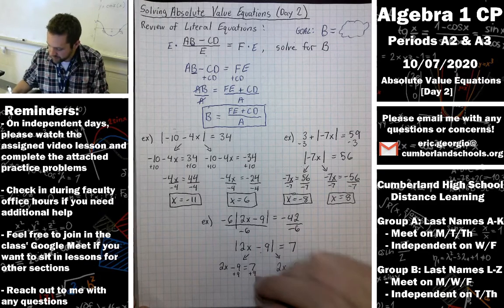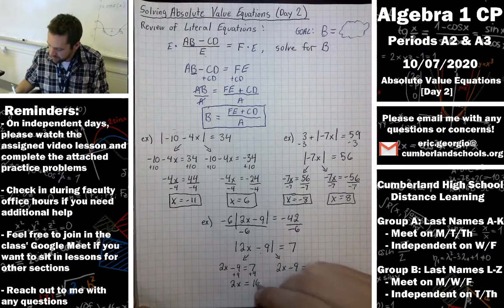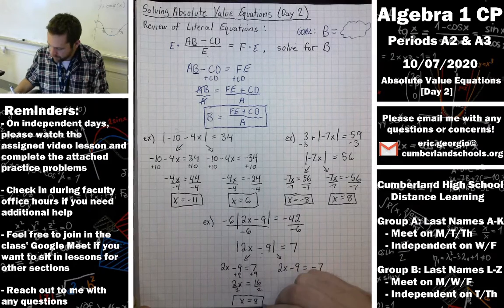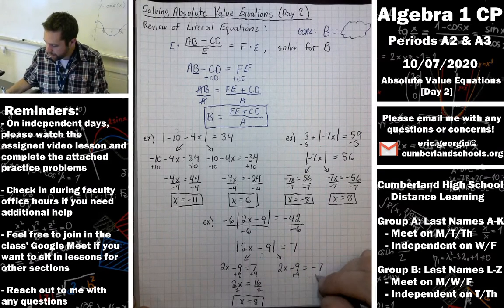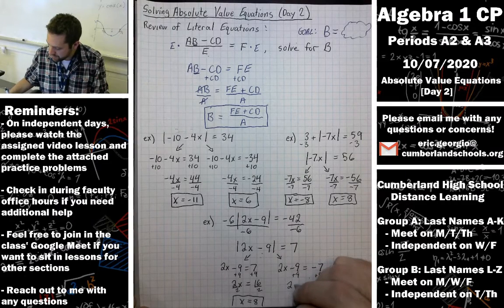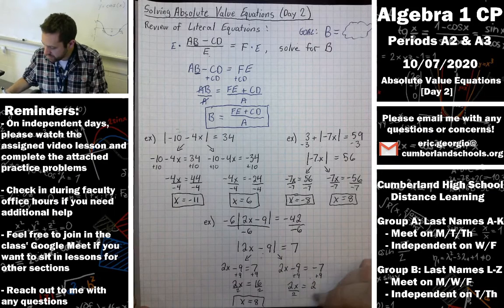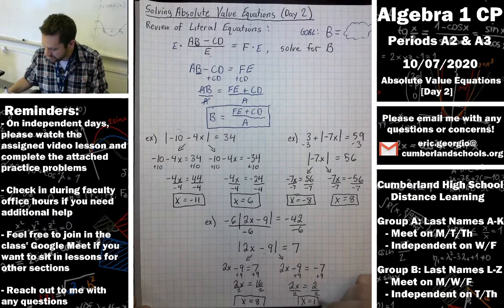We add 9 to both sides. You get 2x equals 7 plus 9, which is 16. Divide by 2. And our first answer comes out to be x equals 8. Over here, I would do the same thing, where we would add 9. I get 2x is equal to negative 7 plus 9, or 2x equals 2. Divide by 2, and 2 divided by 2 is 1. Our second answer, x equals 1.